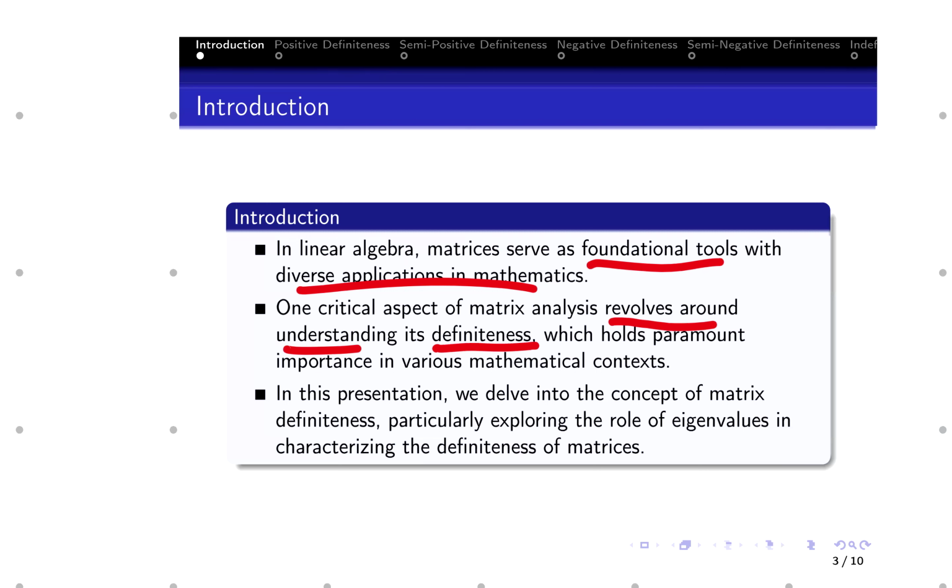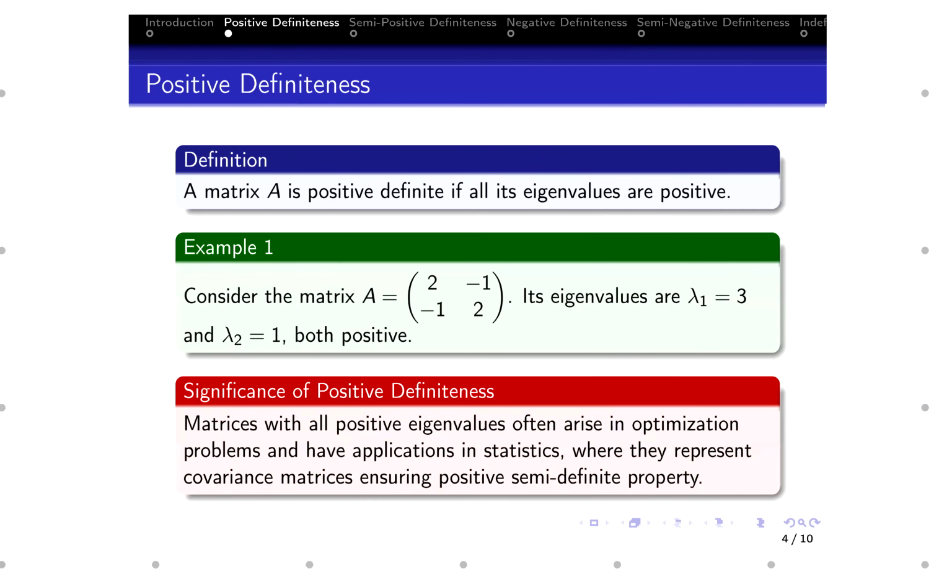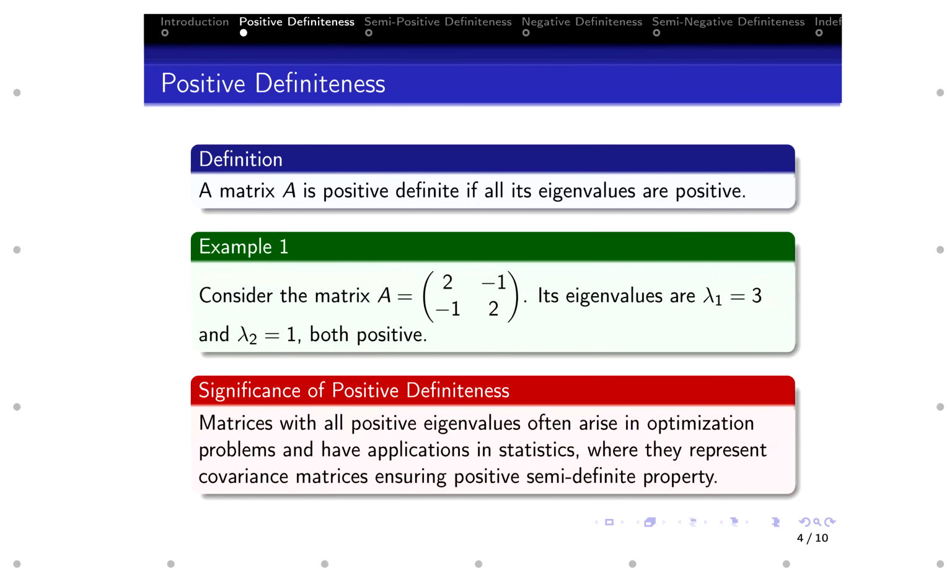In this presentation, we delve into the concept of matrix definiteness. Particularly, we explore the role of eigenvalues in characterizing the definiteness of matrices. Now, you can actually characterize the definiteness of matrices using various parameters. In the future, probably I'll be talking about the quadratic form of a matrix, and there you can also see the concept of definiteness playing out, and that has some application in optimization and optimal control. But in this case, we are basically characterizing the definiteness based on eigenvalues, since we've talked about eigenvalues previously.